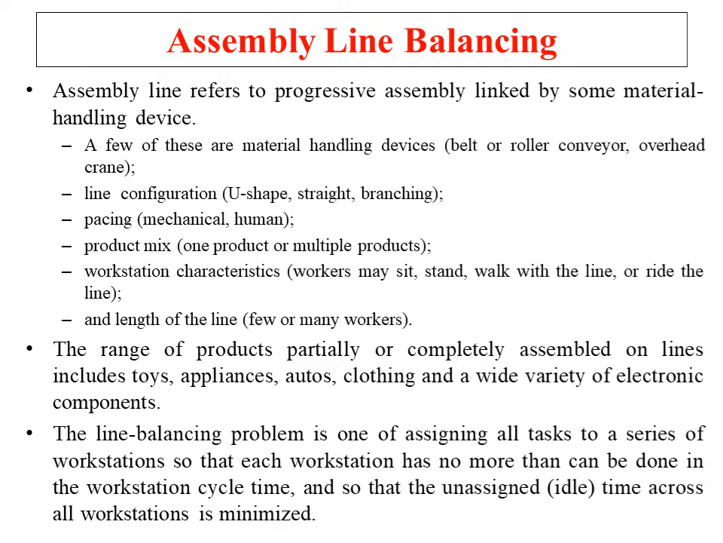Next, the basic question: the assembly line balancing problem. In the assembly line balancing problem, it is a matter of assigning all the tasks to a series of workstations, so that each workstation has no more than can be done within the workstation cycle time, and so that the unassigned time, that is the idle time across all stations, is minimized. So we have to assign the tasks to the different workstations, so that our cycle time can be achieved.